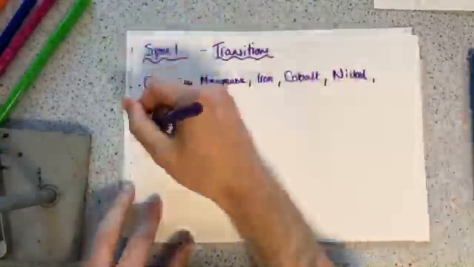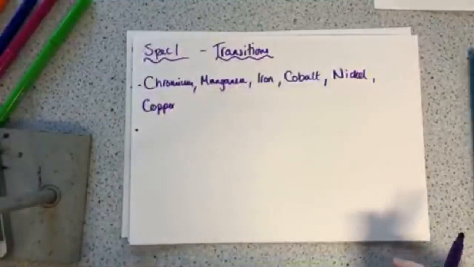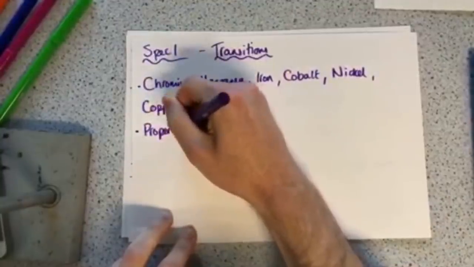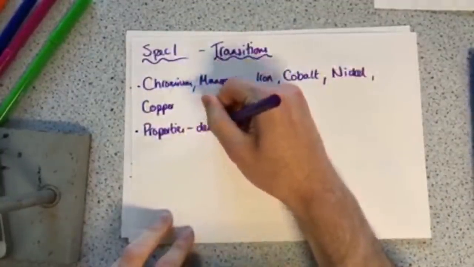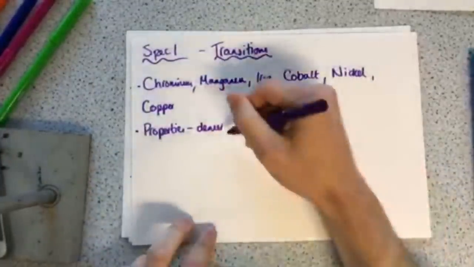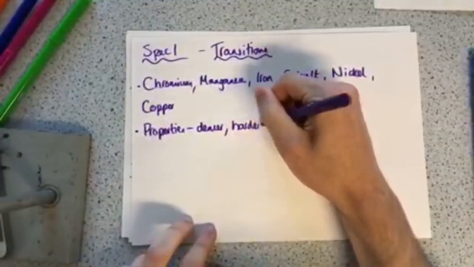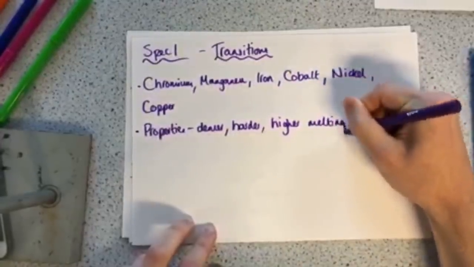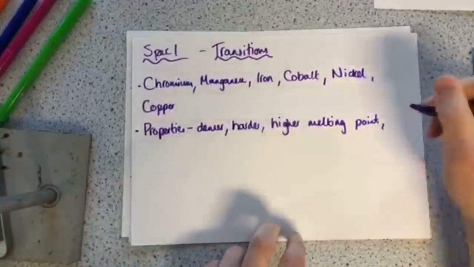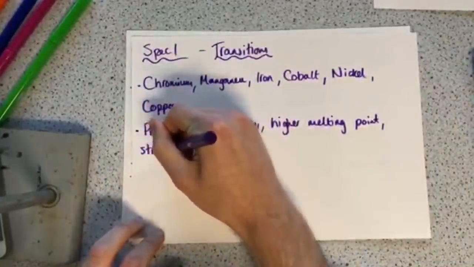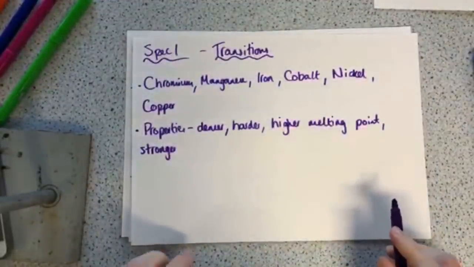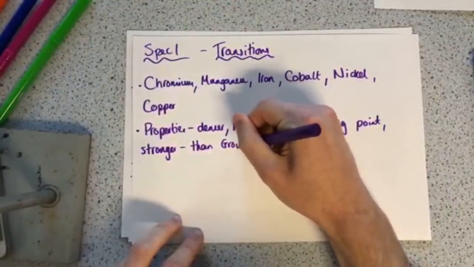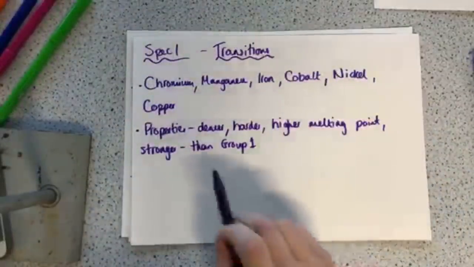In terms of transition metals, there's only really 3 to 4 key points that you need to be aware of, and these are some properties. So properties of transition metals: they're denser, because we're going to compare these to group 1 in a second. So they're very dense, harder, they have a higher melting point, and they are stronger than group 1 metals.